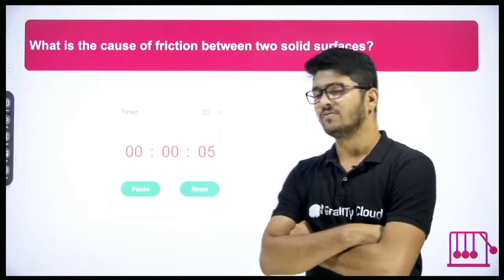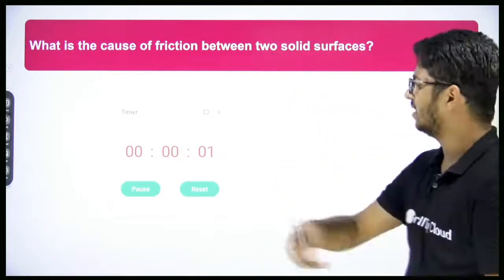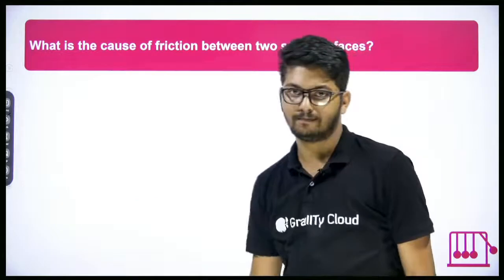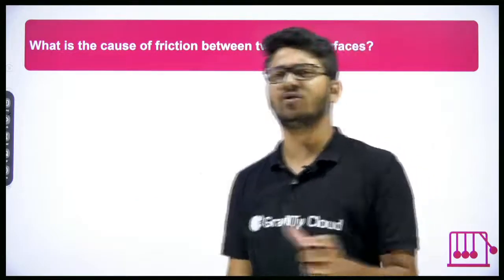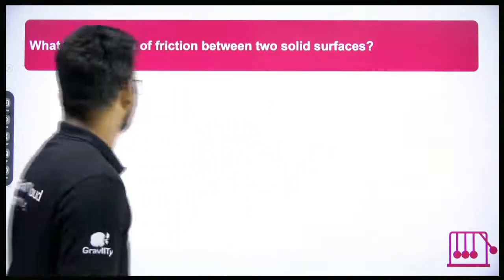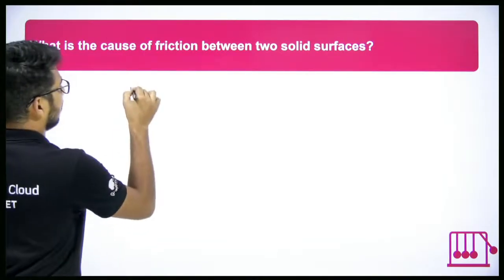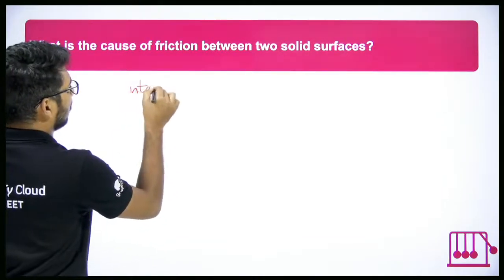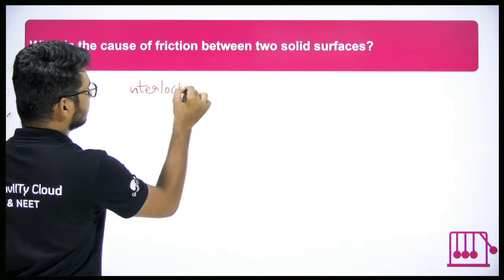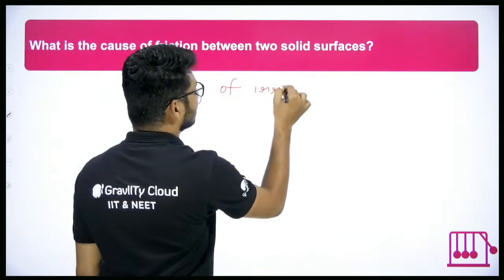So 5, 4, 3, 2, 1, and the time is up. And what is the answer? Interlocking of irregularities. That's it. The key words are interlocking of irregularities, and the rest of it is explanation.